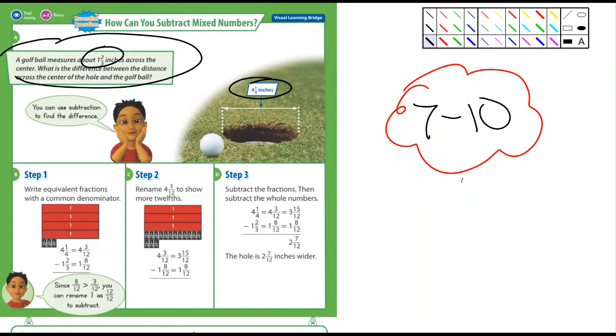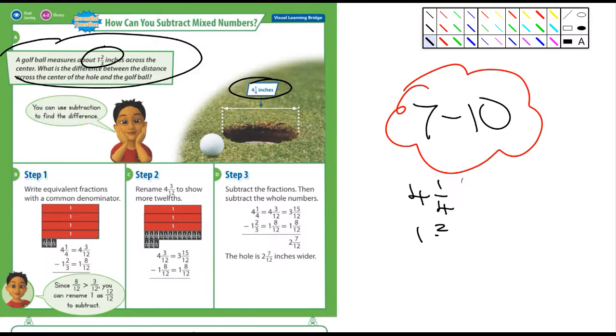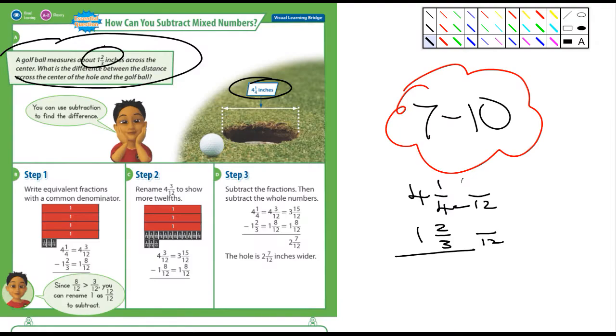It would be 12. 4 goes into 12 3 times. 3 times 1 is 3. 3 goes into 12 4 times. 4 times 2 is 8. Now, here's the problem. You can't subtract 8 from 3. That's not going to work. So you're going to have to borrow. So we're going to borrow from the 4. The 4 becomes a 3.